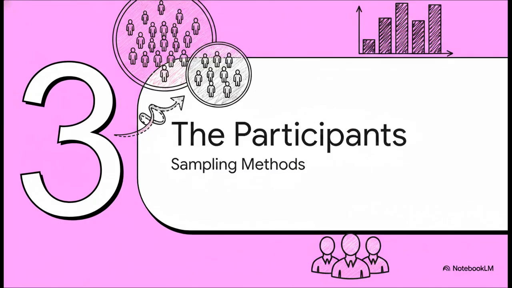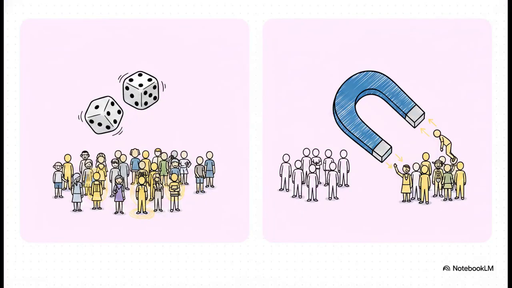All right, stage 3, the participants, sampling methods. The design is locked. Now, who exactly are you testing? Since you rarely have the time or money to test an entire population, you have to pick a sample. And you have to critically choose between probability sampling, where every single member has a known chance of being selected, and non-probability sampling, where that chance is unequal. Probability sampling is absolutely the gold standard for generalizing your results because it completely removes researcher bias.